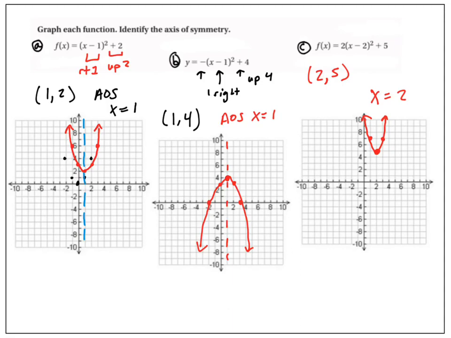And here in question C, we've got our vertex at 2, 5 and our axis of symmetry at x equals 2. And we've got our values accordingly. That 2 out in front of this particular equation is telling us that we have a stretch by a factor of 2. So where our original parent function points were, we would take the y values and we would essentially double them.